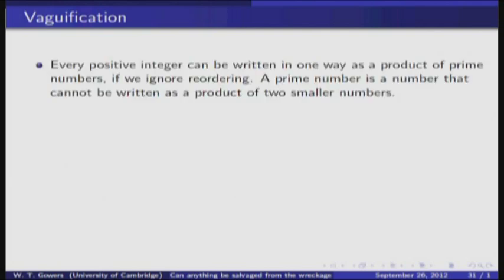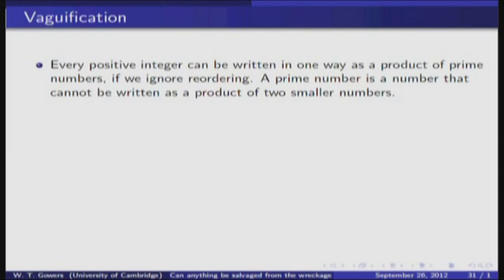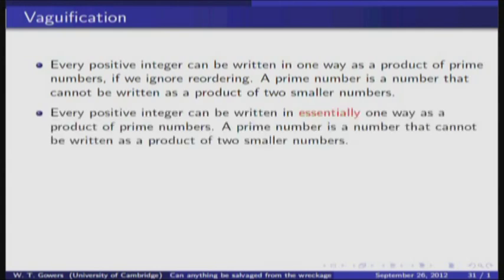But what I want to claim is you can actually make them exactly the same if you go through a process of what I call vaguification. So you start with a statement that's precise, and then you gradually make it vaguer. So the precise statement is every positive integer can be written in exactly one way as a product of prime numbers. And then what a prime number is, it's a number that can't be written as a product of two smaller numbers, give or take a few details like whether 1 is a prime number and things. So I had this thing, if we ignore reordering. Let's just be vague about that and say it can be written in essentially one way as a product of prime numbers.